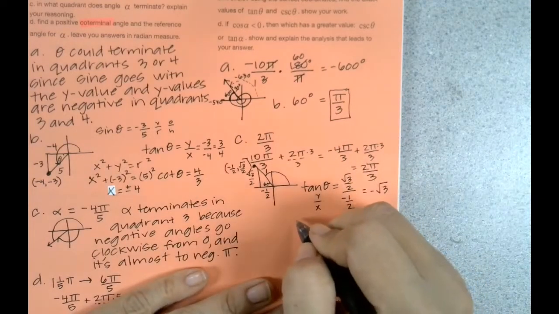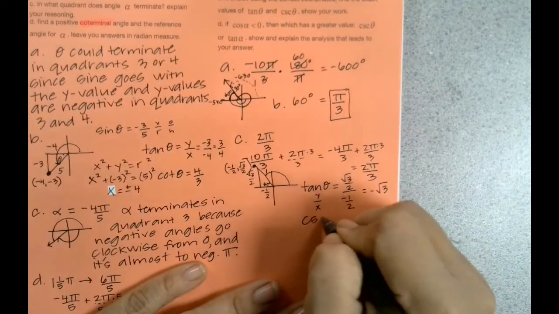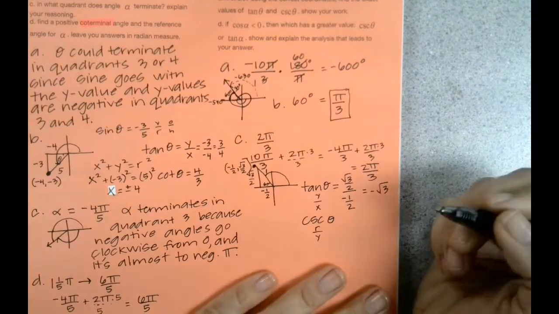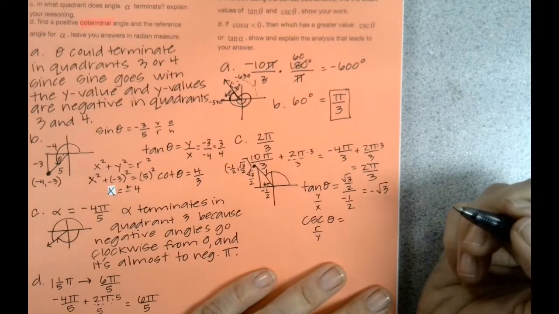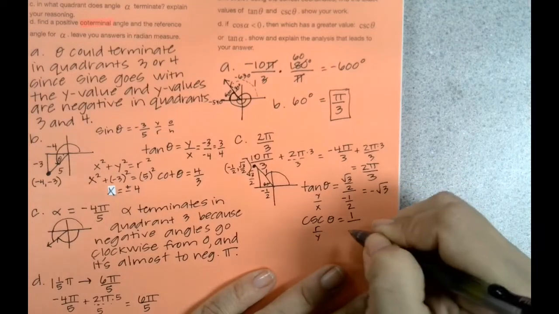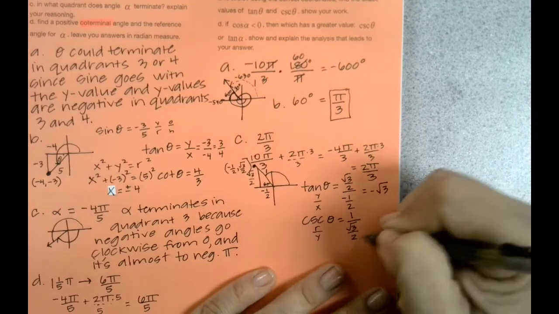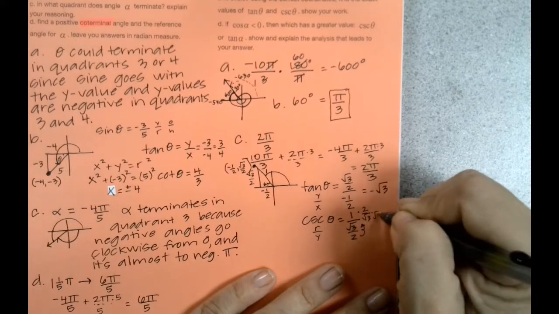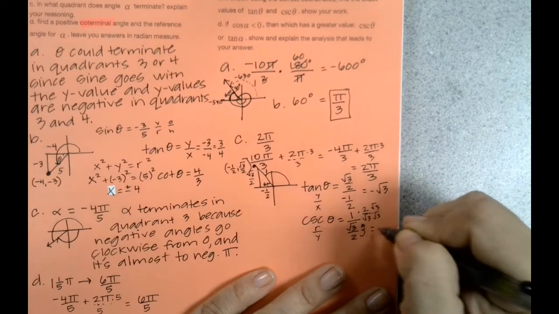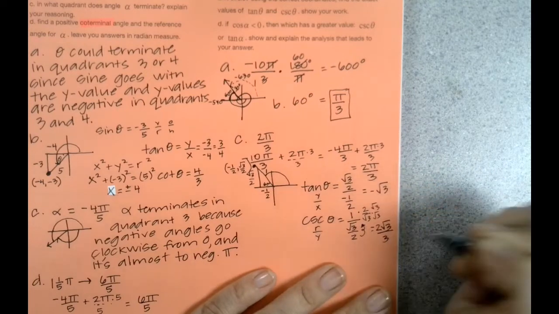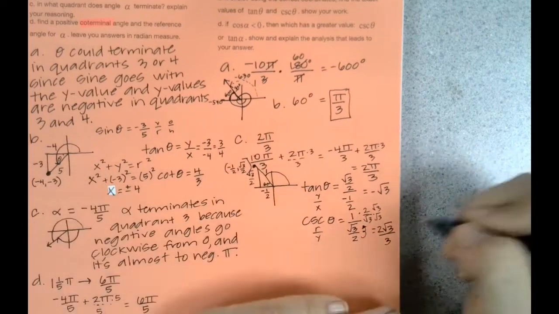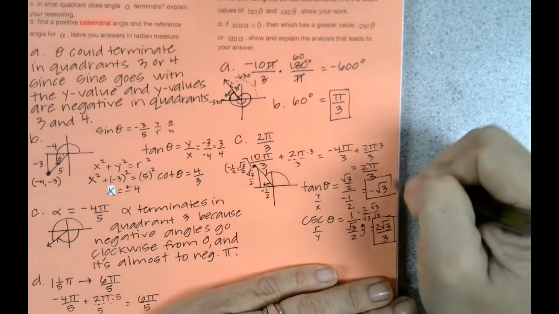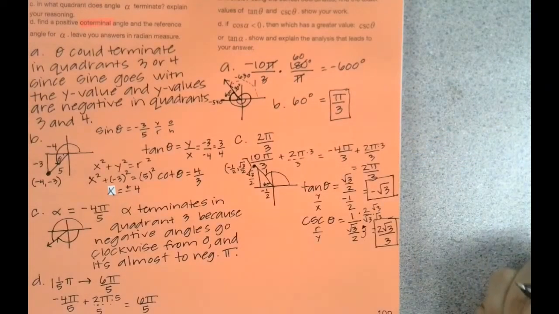And then the next one is what? It's cosecant theta, which is going to be r over y, because it's the reciprocal of sine. So the y value is root 3 over 2. So then we have to copy dot flip, and then rationalize, and we end up with 2 root 3 over 3. This one's positive because sine is positive in quadrant 2, and sine and cosecant are reciprocals of each other.